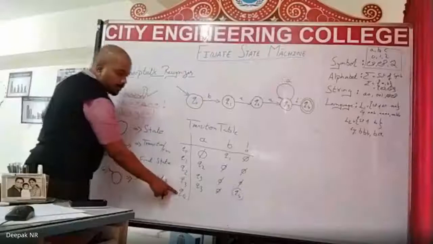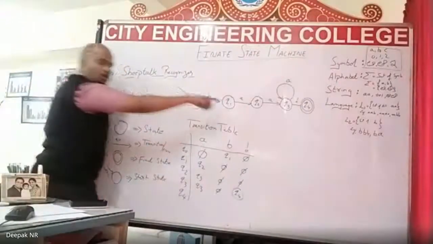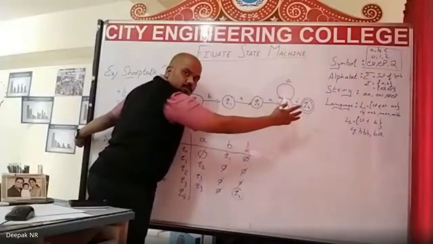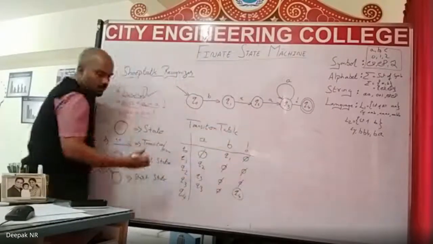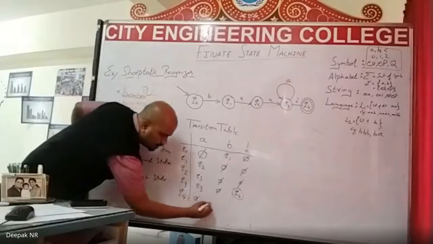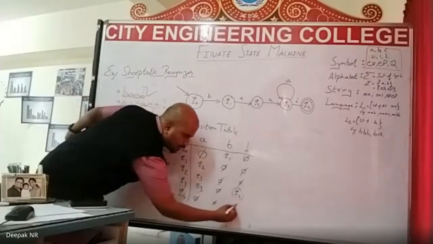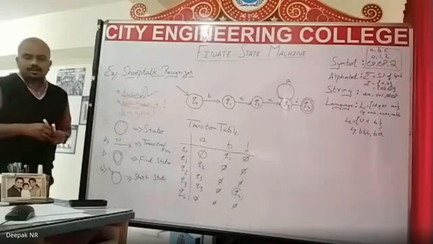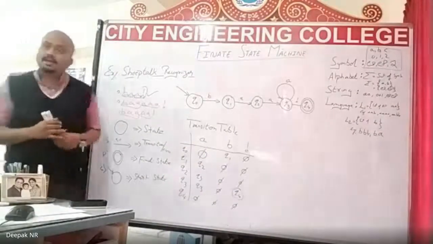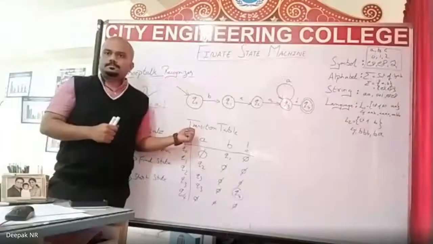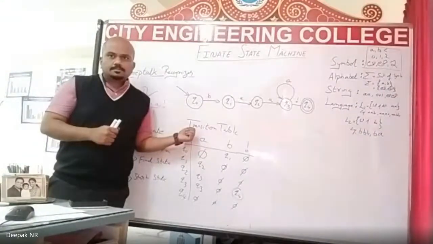Okay, now I'm in Q4. If A comes, nowhere. B comes, nowhere. Null comes, nowhere. So I write this as null, null, and null. Is that clear, guys? This is a new terminology, and we name it the transition table.